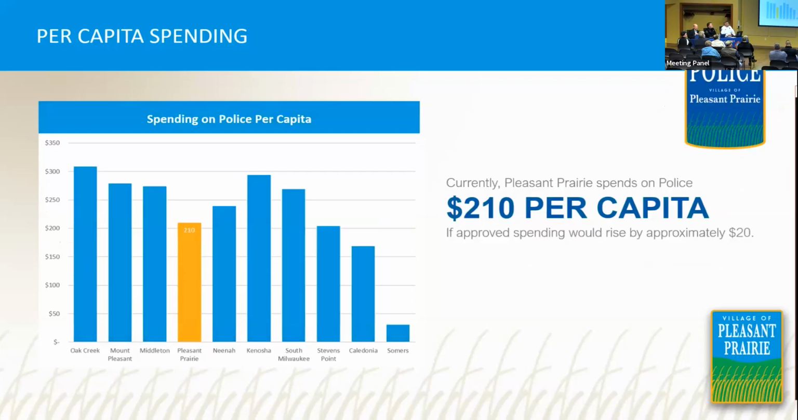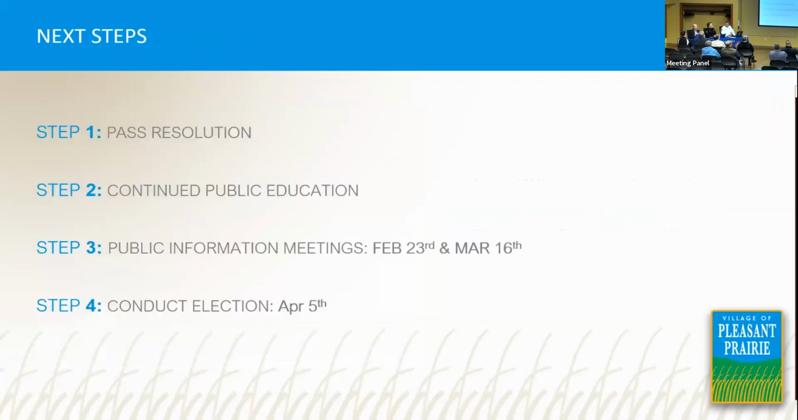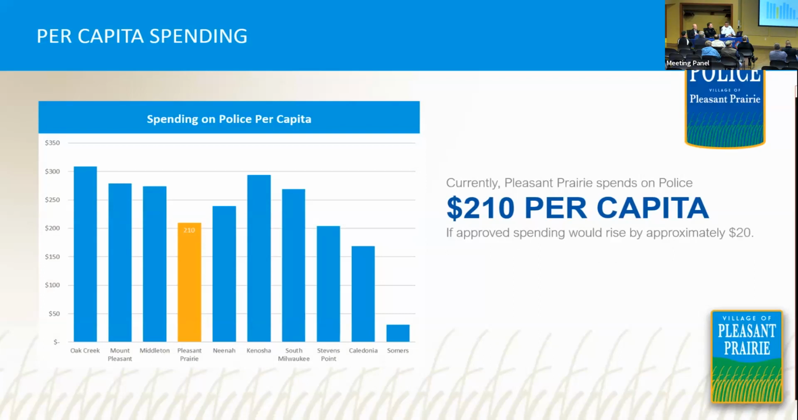On the police side, the village currently spends about $210 per capita on police. Based on the additional $400,000 in personnel, this would rise by approximately $20. So again, we're in the middle of the pack right now, and we would still be in the middle of the pack even with that increase. The one outlier in that is Summers, and part of that is that Summers contracts out their services to the sheriff. They have the sheriff covering them. And last I heard, they're complaining because they don't have enough coverage.